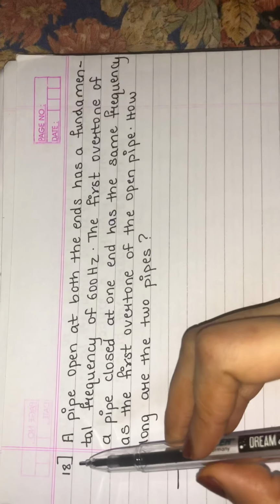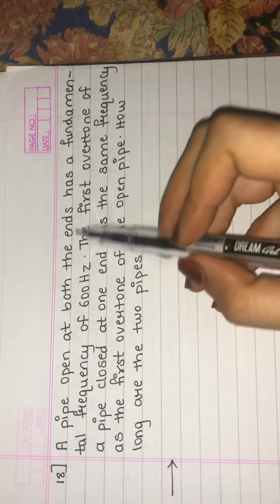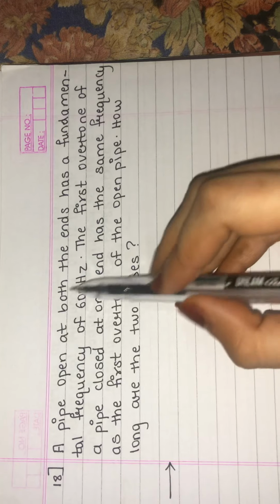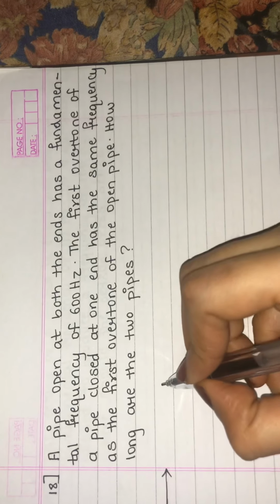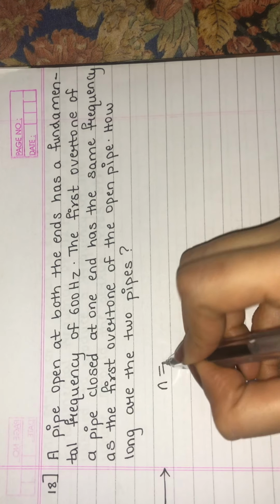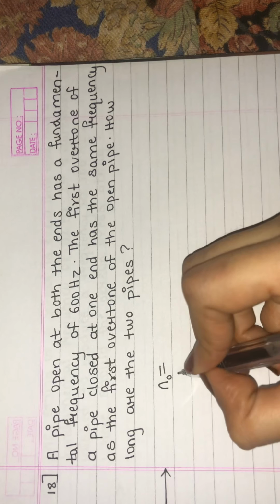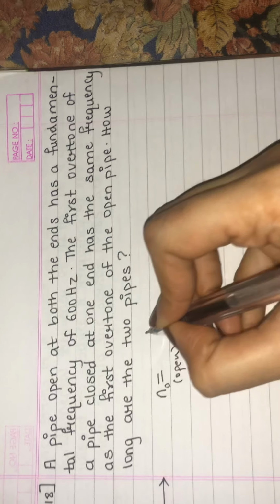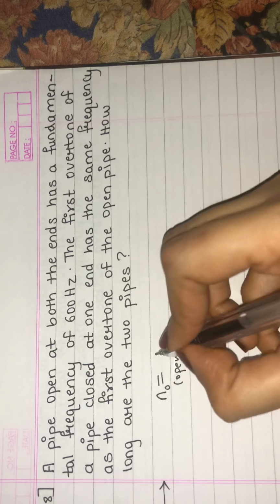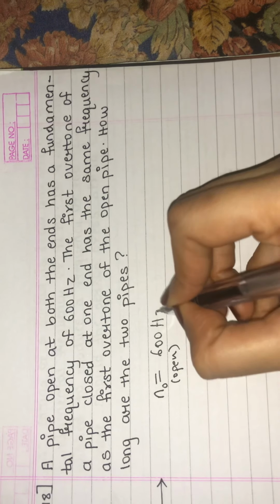Starting with numerical number 18. A pipe open at both the ends has a fundamental frequency of 600 Hertz. So here the fundamental frequency for the pipe open at both the ends is 600 Hertz.